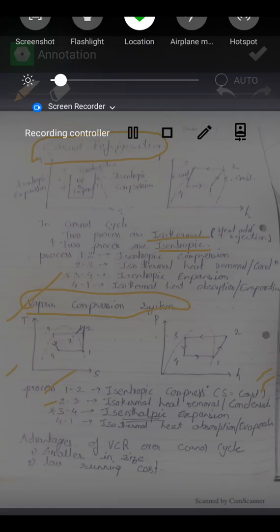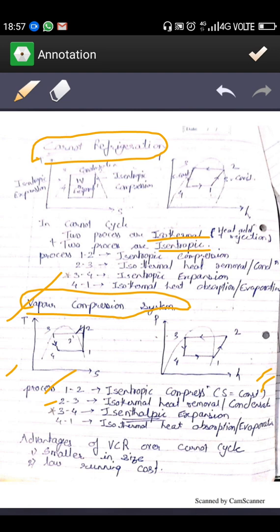Then process 3 to 4 is an isenthalpic expansion process. You can see this isenthalpic expansion process. During the isenthalpic process, the enthalpy H remains constant. That's why this 3 to 4 is a straight line here, and 4 to 1 is the isothermal heat absorption or evaporation.